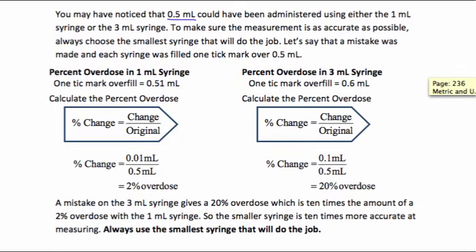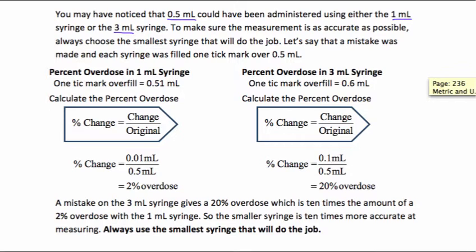So in that last syringe shading we just did, you may have noticed that we could have put the 0.5 milliliters using either the 1 milliliter syringe or 3 milliliter syringe. To make sure that measurements are as accurate as possible, always choose the smallest syringe that will do the job.